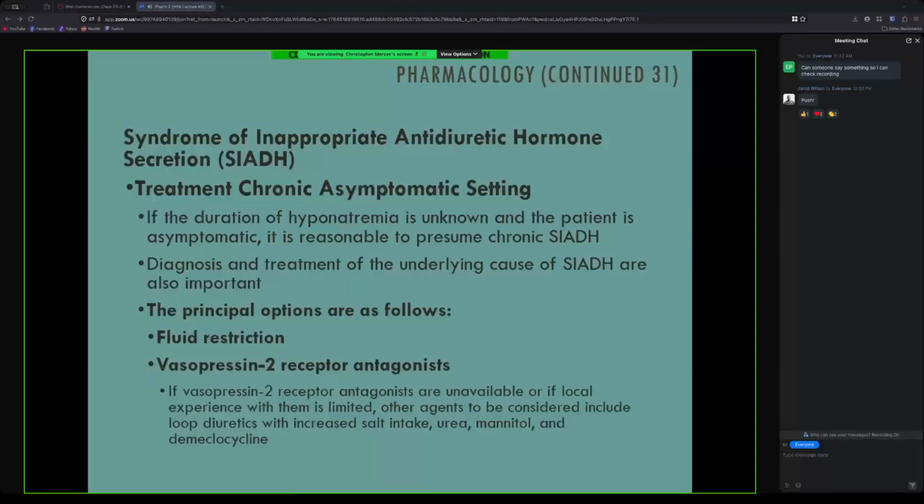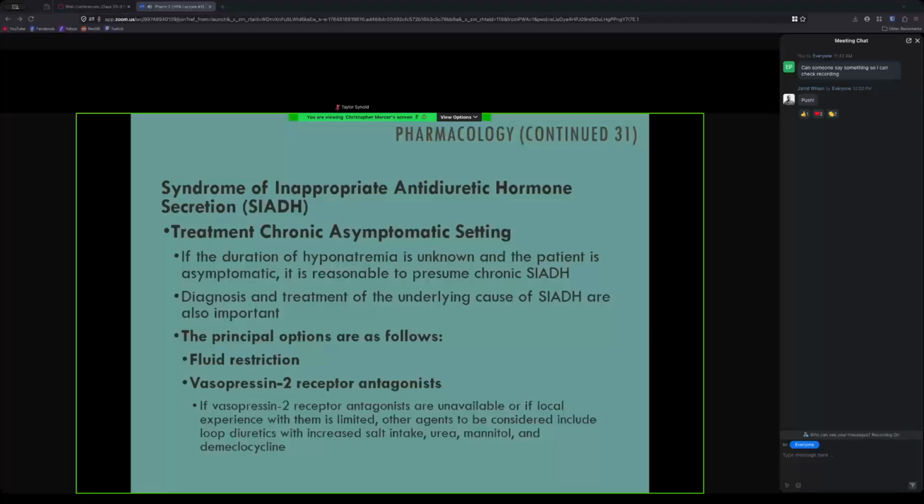And if the vaptans aren't available in your system, then we can talk about some alternatives for chronic treatment of SIADH, including the loop diuretics, mannitol. There's some other options. There's some older agents. I think it's actually at the bottom of the slide there, the demeclocycline. That's an older option. It's a tetracycline, so an antibiotic derivative that induces a form of nephrogenic diabetes insipidus. So just be aware of it, that there's other options.